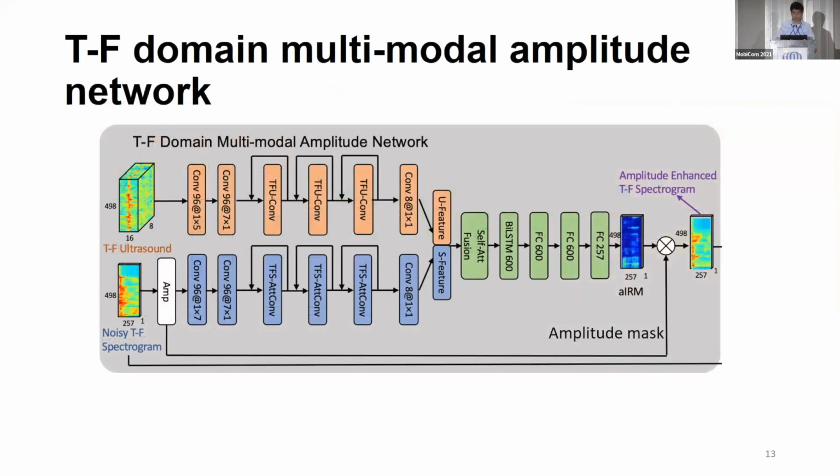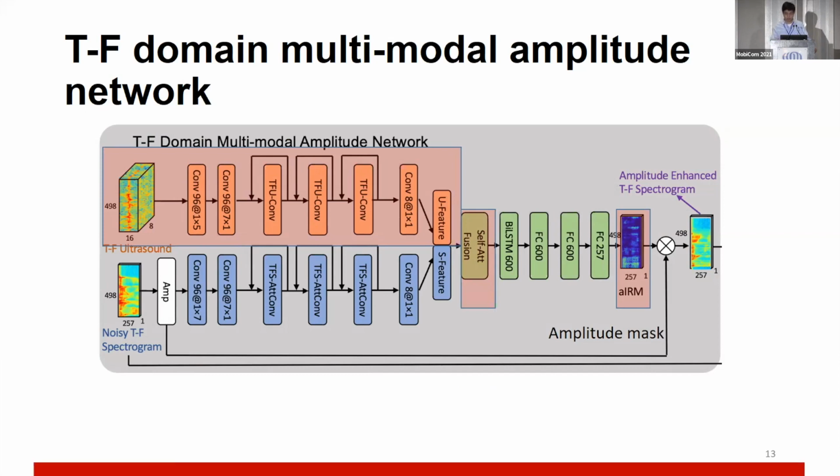Existing speech enhancement deep learning methods have shown that using the amplitude of the time-frequency spectrogram can achieve better speech enhancement performance than using the phase. We add a time-frequency ultrasound band to the state-of-the-art amplitude-based speech enhancement deep neural network, and use a self-attention mechanism to fuse it with the original sound to generate an amplitude mask of the targeted user. And finally, we generate the amplitude-enhanced time-frequency spectrogram.